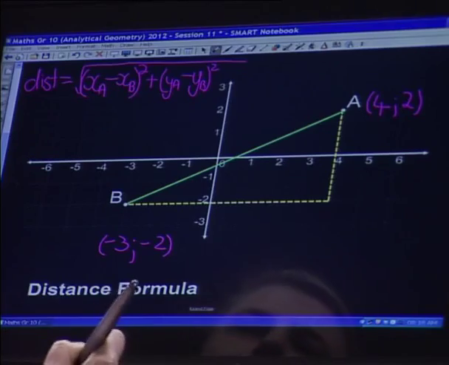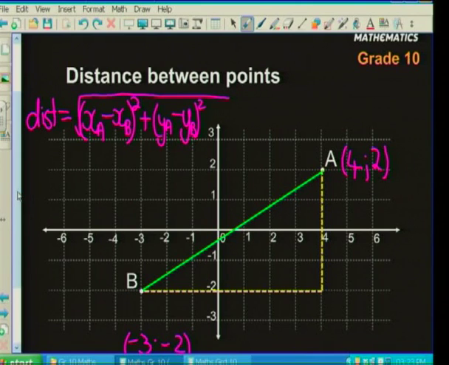In other words, I can't take the x value of the one coordinate and subtract the x value of the other, and then invert them when I do the y values. That just will not work. So let's have a look at calculating the distance between point A and point B using the distance formula. Right.